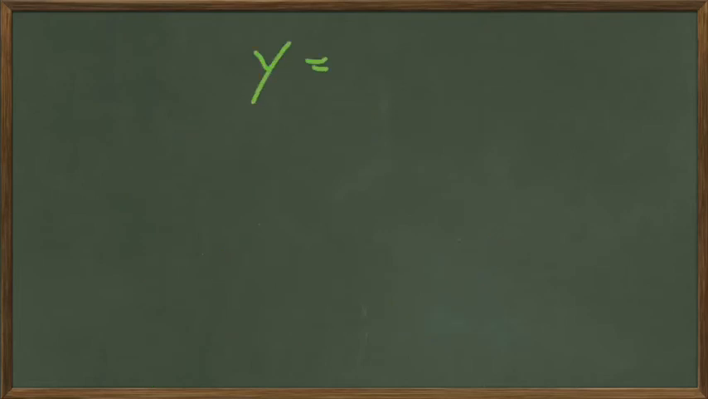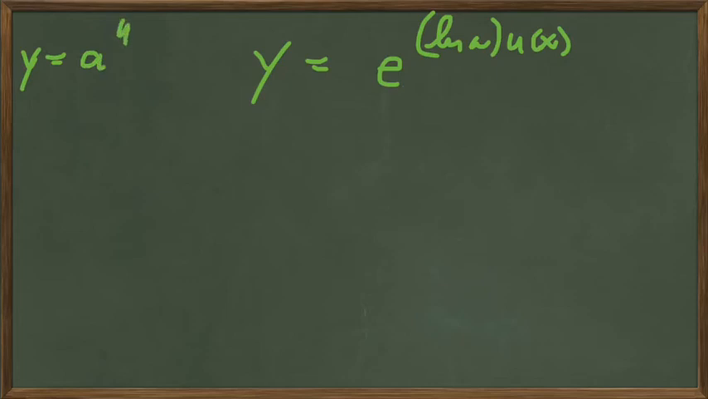or written a little bit differently, y equals e to the u of x, e to the ln a, which is a constant, times u of x. So we've taken our original function, y equals a to the u of x, and we've rewritten it with a base of e.